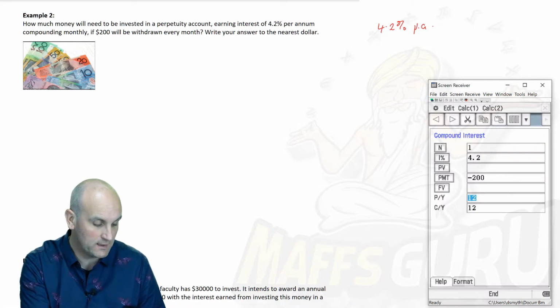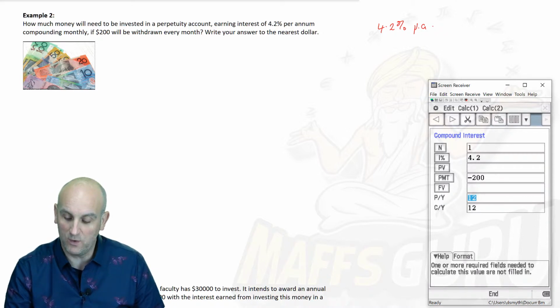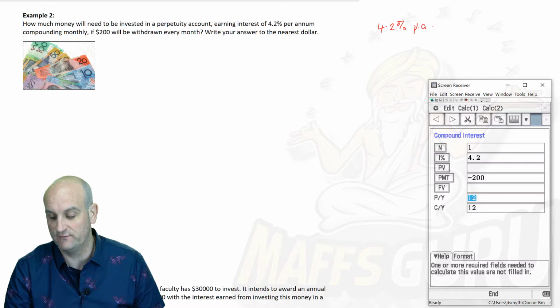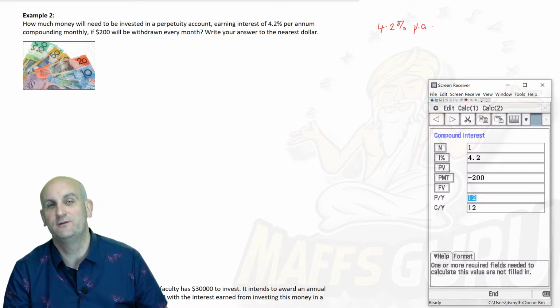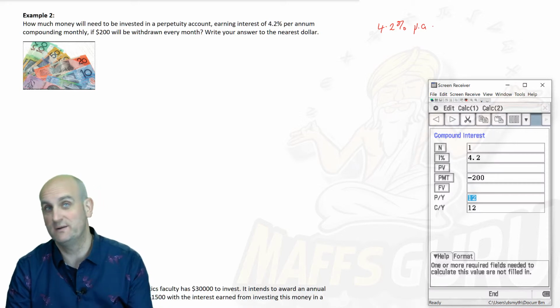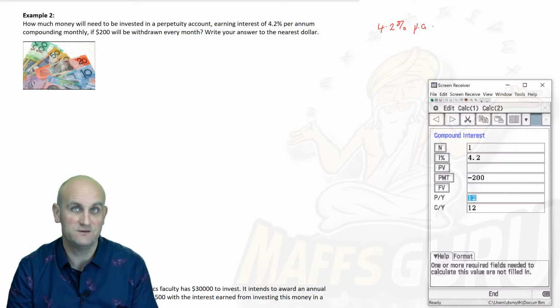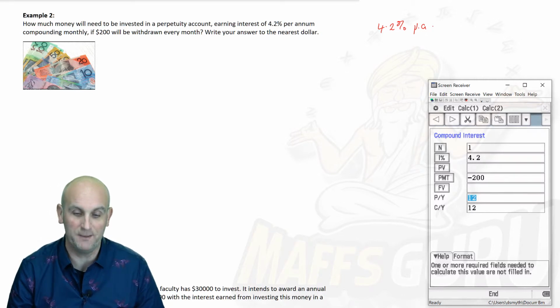What I now do is hit my principal value. And what do you notice at the bottom of the screen? Yep, it says 1 or more required fields needed to calculate this value and are not filled in. The problem with the financial solver is you've got to have only 1 blank field. And because we don't know the principal, we don't know the future value for a perpetuity. And so the financial solver is no good to me. Oh my God, panic.